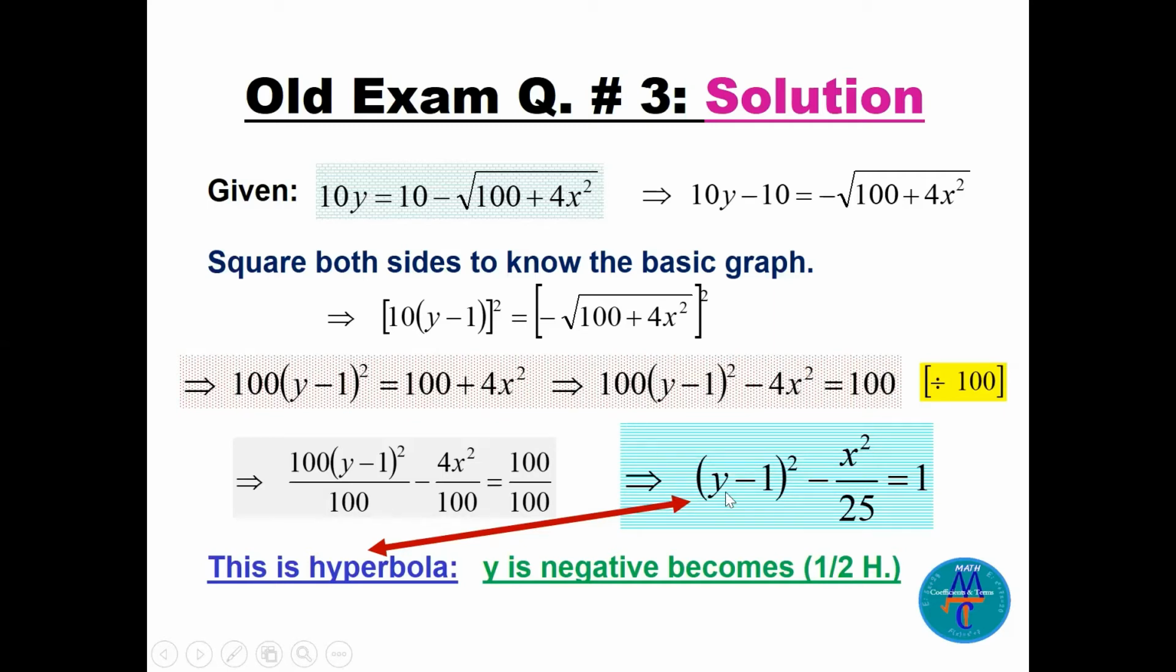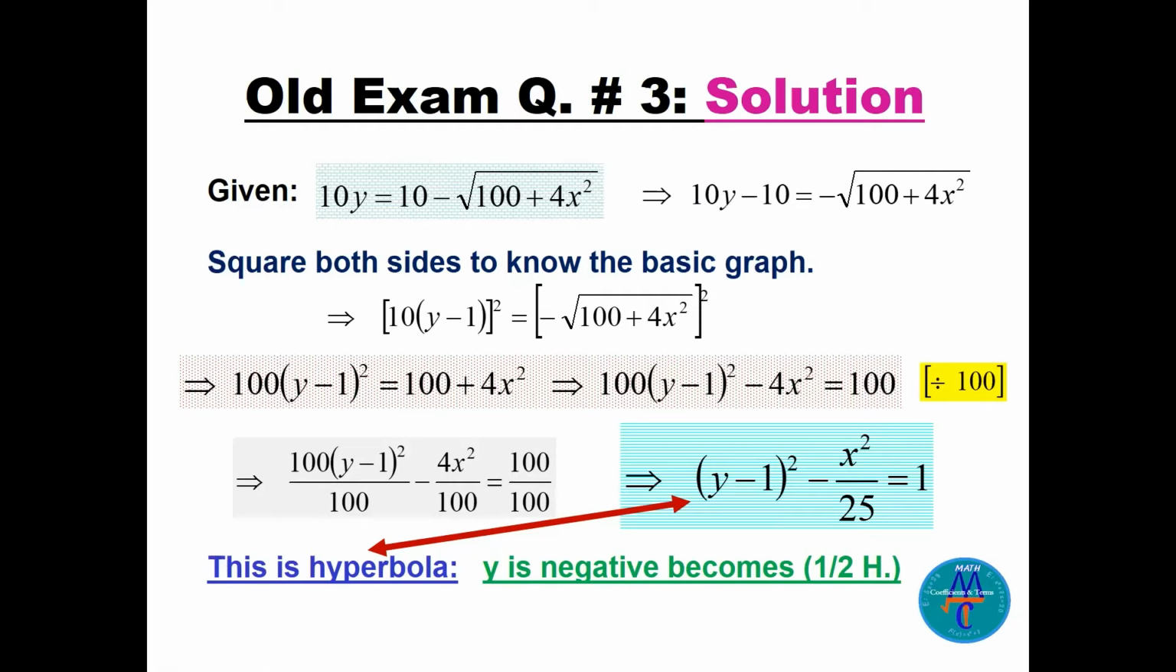So look at what you get here: (y minus 1) squared over 1 minus x squared divided by 25 is equal to 1. This is a hyperbola. But the given equation is this, you see? The given is not a hyperbola. It is half a hyperbola. This one is the complete hyperbola. And this one, the given y minus 1 is equal to a negative. You see, it is negative. So this is half hyperbola.